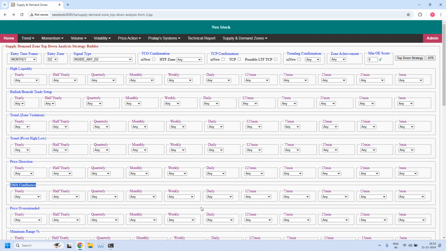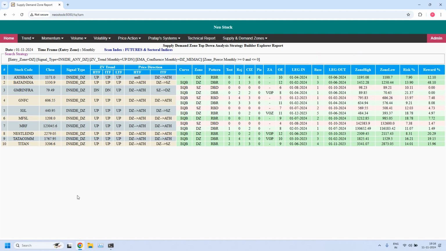So in the EMA Confluence, monthly time frame, checking monthly demand zone with monthly EMA Confluence. And the monthly trend should not be sideways. So that's why I'm selecting up or down. Let me filter. We got 10 stocks. All these 10 stocks are having EMA Confluence.